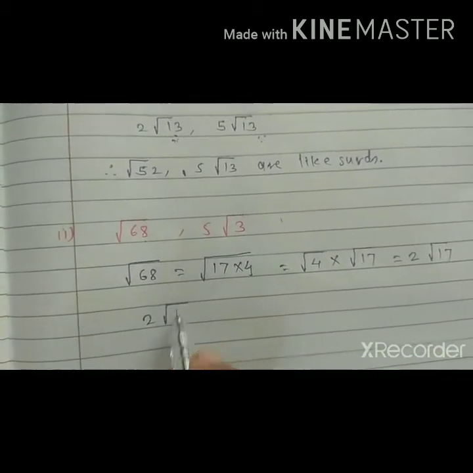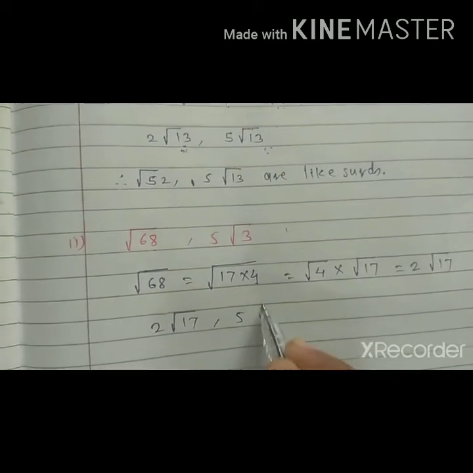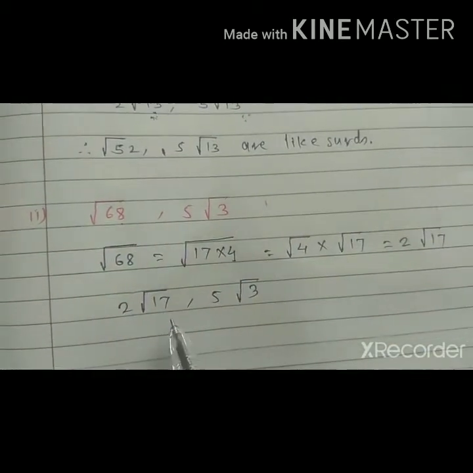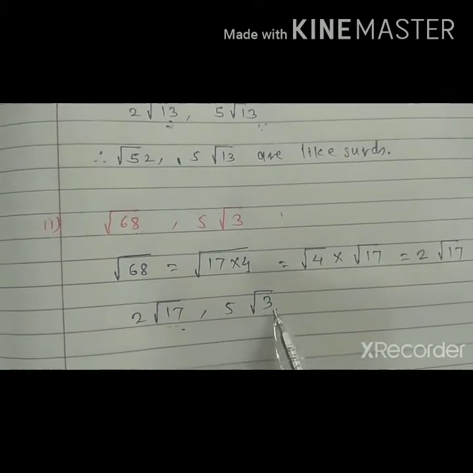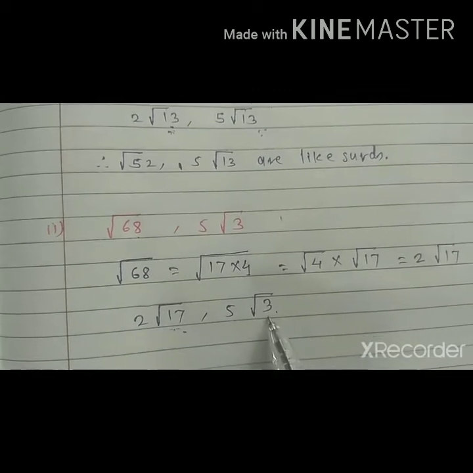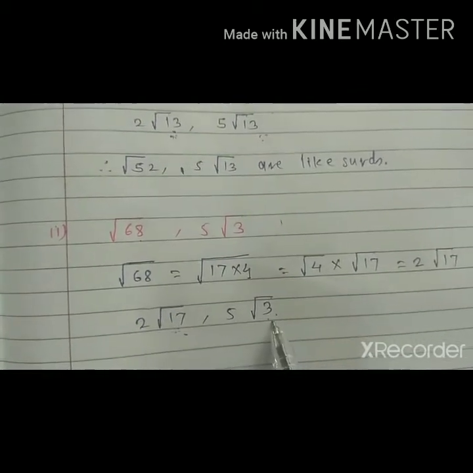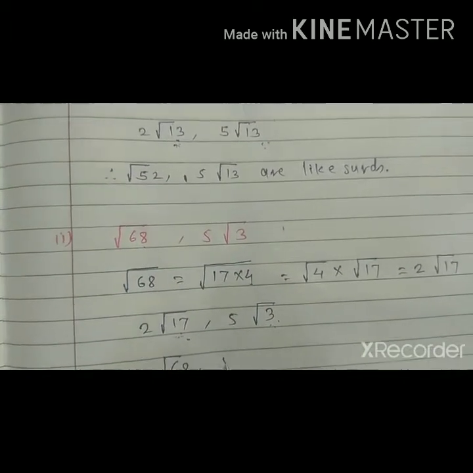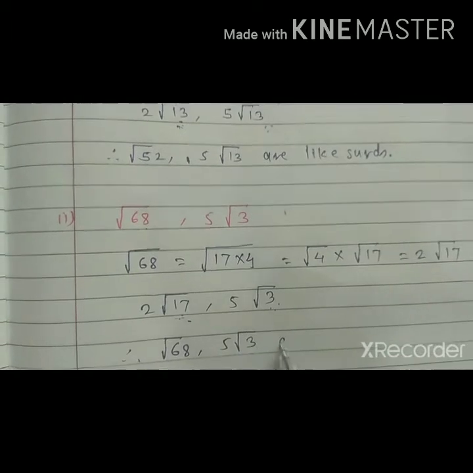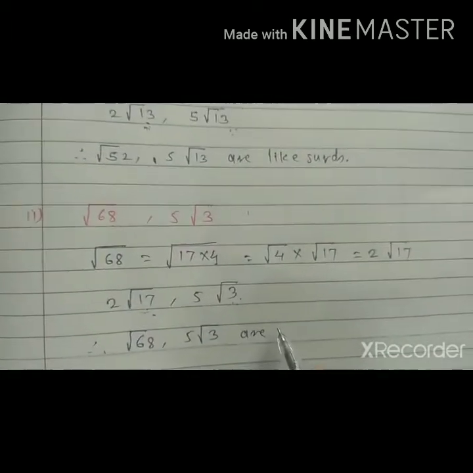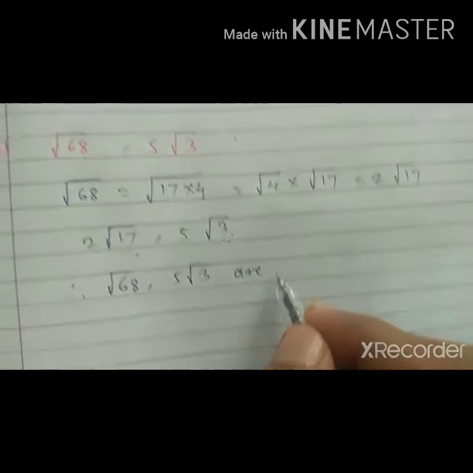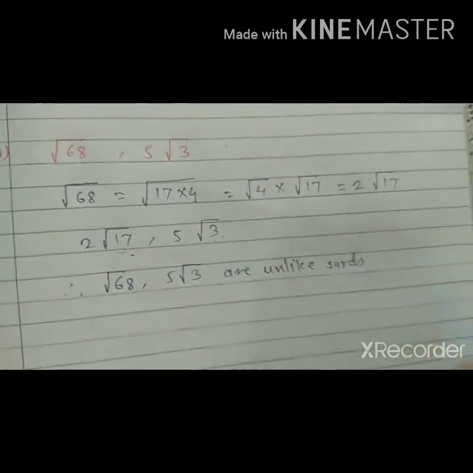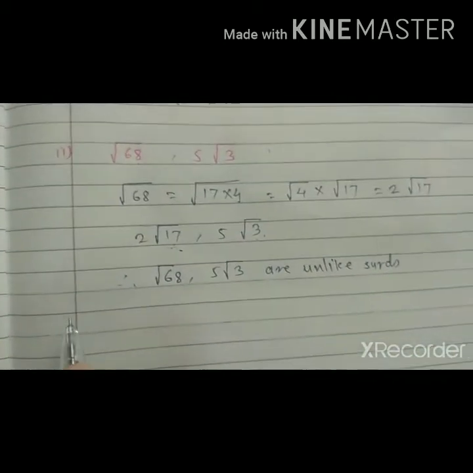So 68 means 2 root 17, and 5 into root 3. See here radicands are different. Radicands are different. Here 17, यहाँ पे क्या है 3. So radicands are different. Therefore root 68 and 5 root 3 are unlike surd. Are unlike surd.